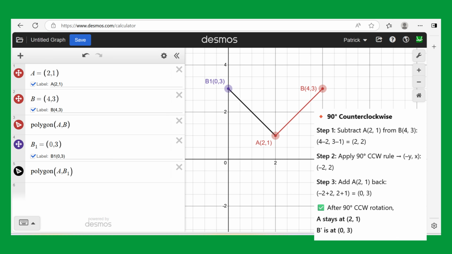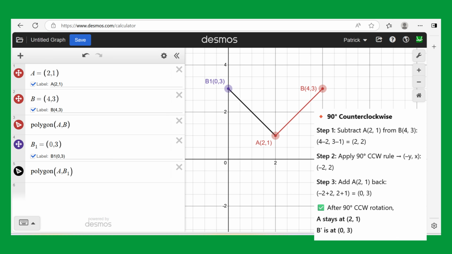4 minus 2 is 2, and 3 minus 1 is 2. So, the translated coordinates of point B are (2, 2). Second, apply the 90 degrees counterclockwise rotation rule, which is, (x, y) becomes (-y, x). Applying the rule to (2, 2) gives us (-2, 2).